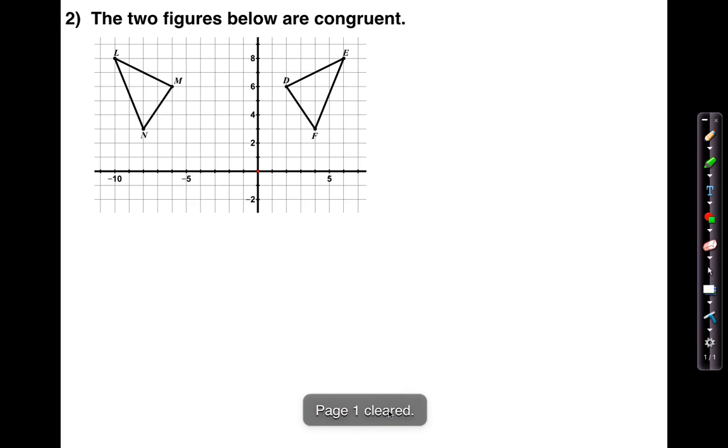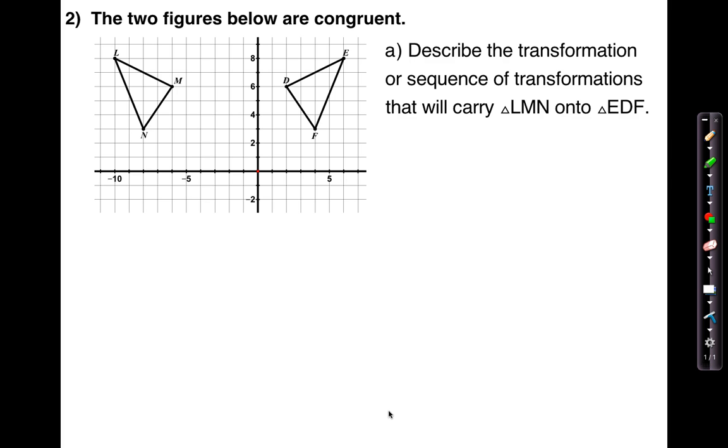Moving on to number 2. It says the two figures below are congruent. A, describe the transformation or sequence of transformations that will carry triangle LMN onto triangle EDF.